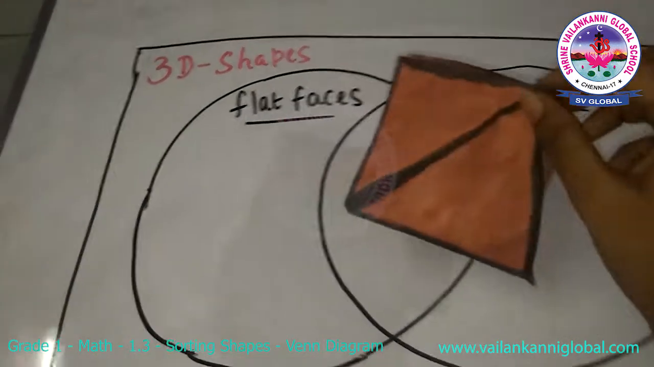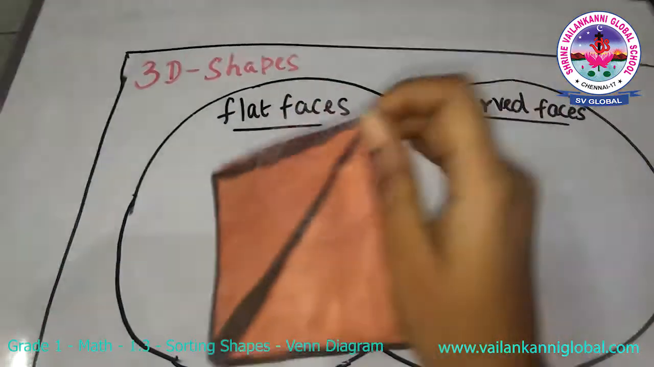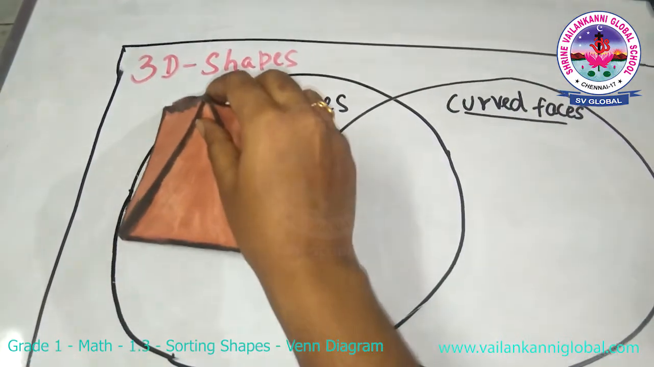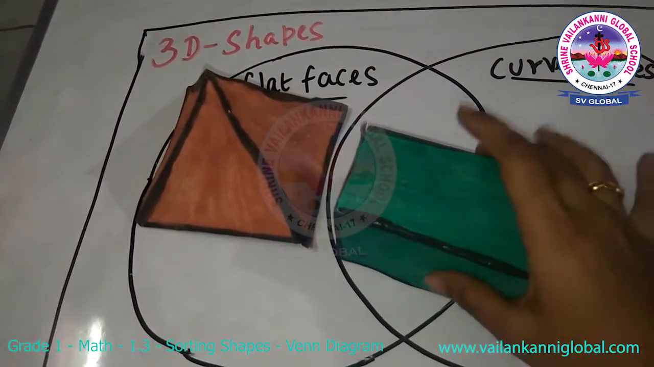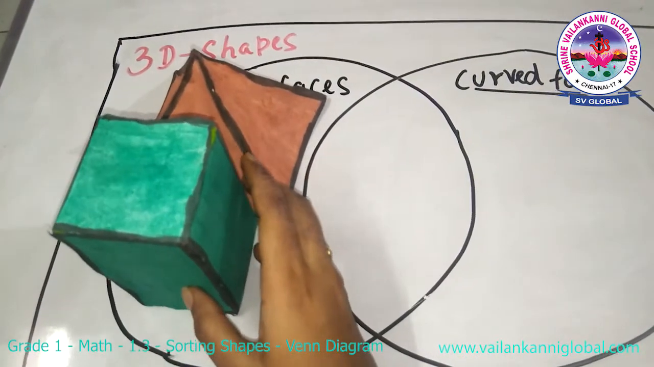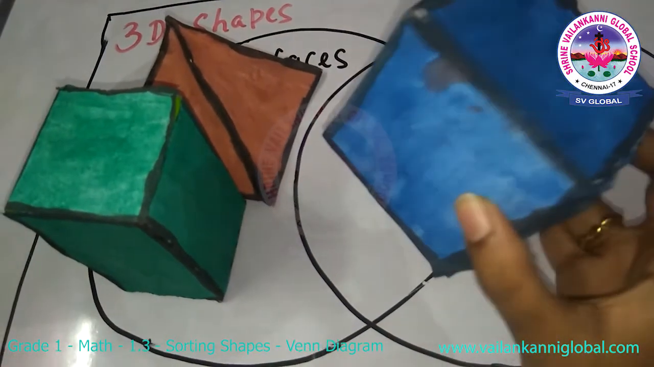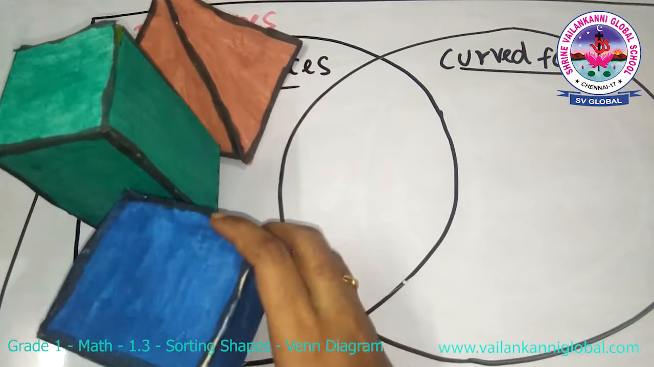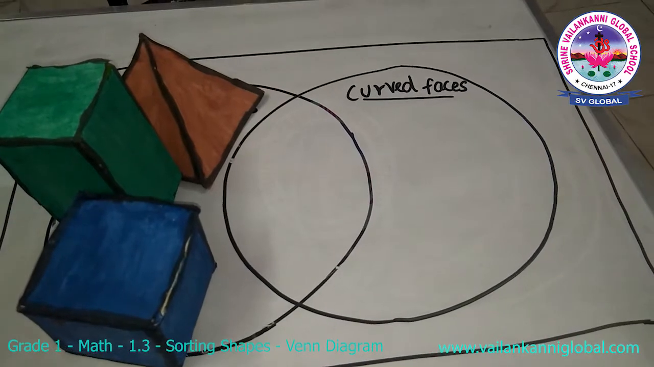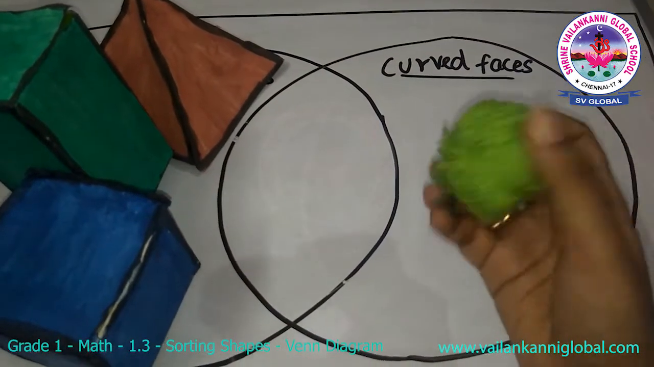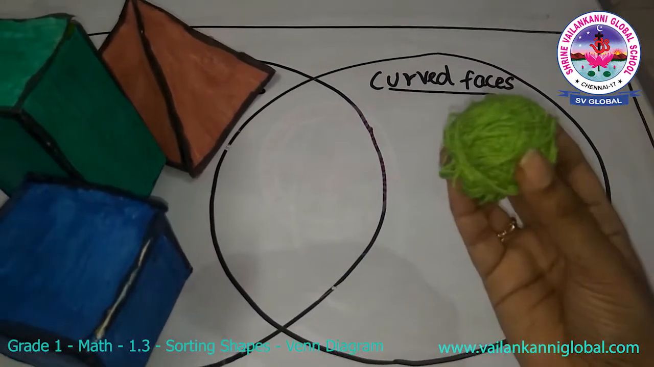Now I have a pyramid, and if you see, the flat face is a square, so I can leave it here in the flat face. This is a cuboid and its face is also flat, so I'm going to keep it over here in the flat face. Similarly, my cube also has a flat face, and I'm going to keep it over here. All these go on the flat face. When you see this sphere, it is a curved face. A curved face is nothing but it will not be able to stand properly; it will be moving like this. So a sphere has a curved face.